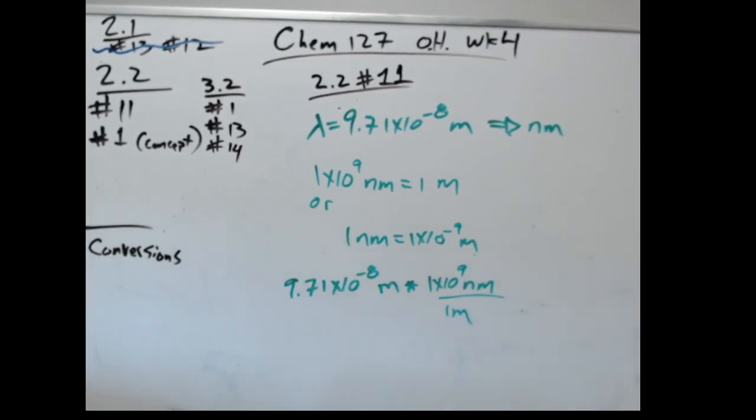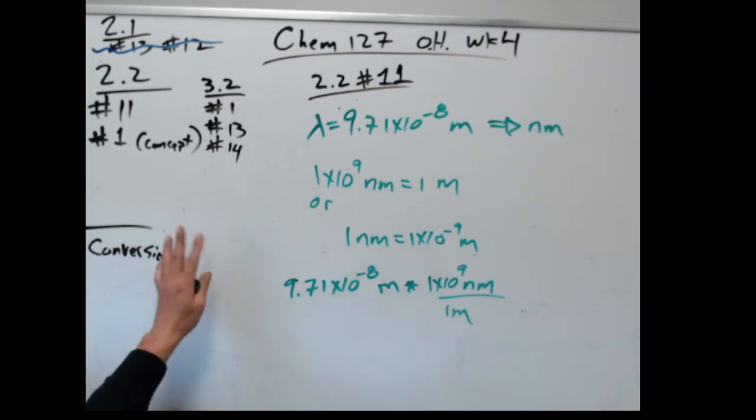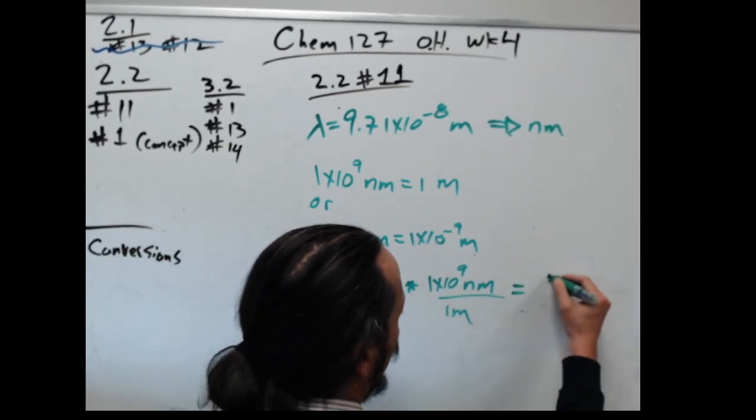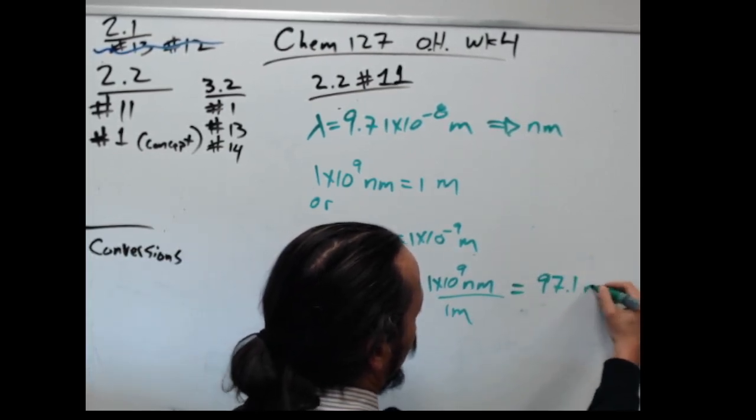The reason I like this one when I'm doing it this way is because I mess up fractions in my calculator. Right? There's too many. If I mess up my parenthesis, I'll get something totally weird. So I like to keep things on top of the fraction as much as possible so I don't mess up in my calculator. And this is going to give me 97.1 nanometers.